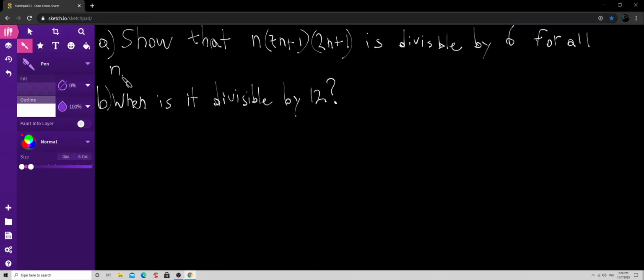We are basically just going to be doing another number theory exercise because these tend to be pretty fun. This is a two-part question. The first part asks us to show that n times (7n plus 1) times (2n plus 1) is divisible by 6 for all n.